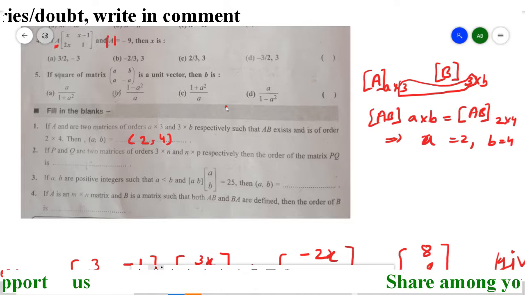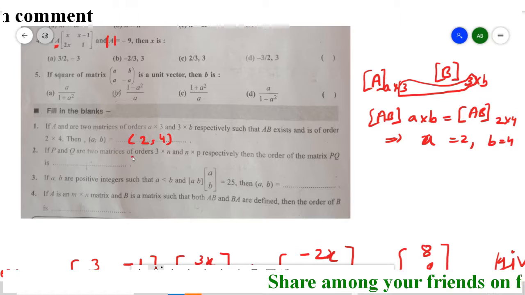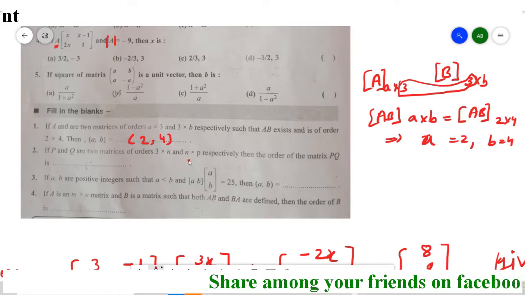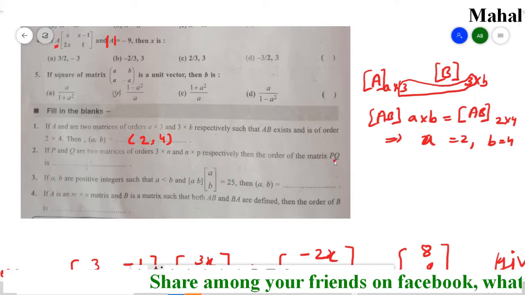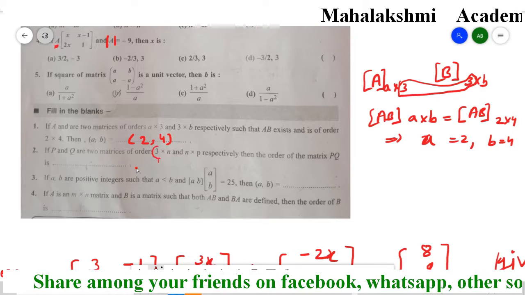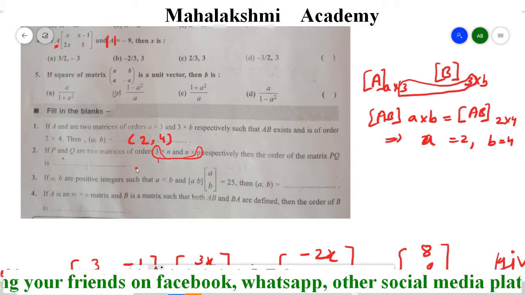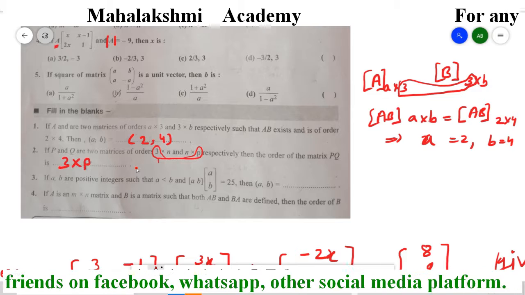I hope it's clear to you. Now in the same way, you see here, if P and Q are two matrices of order 3 cross n and n cross p respectively, then the order of PQ is. So in this also we will do the same thing. The order is going to be 3 and p. So the answer is going to be 3 cross p.